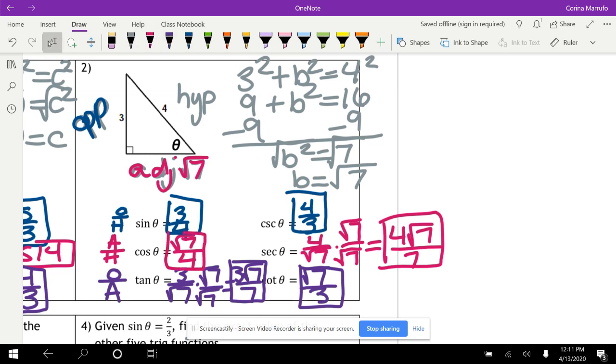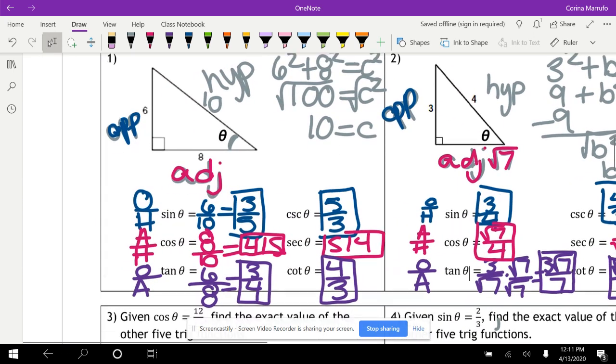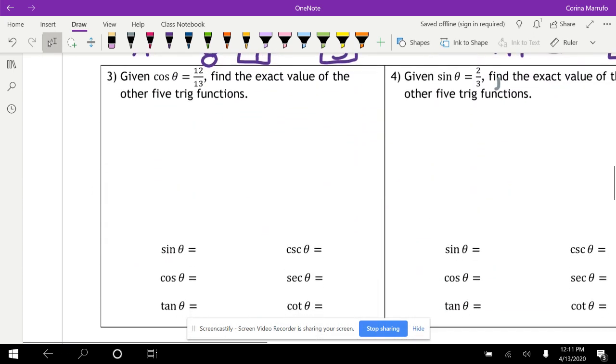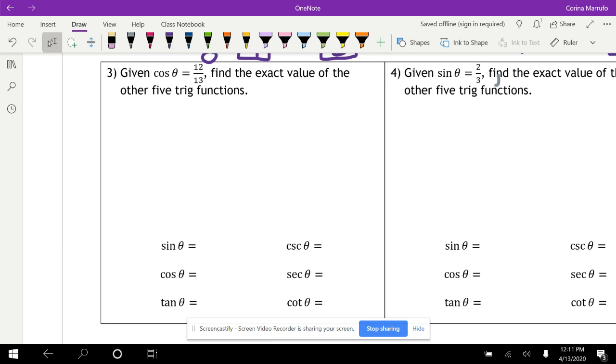All right, now for the next one. The next one tells you, given cosine of theta is equal to 12 over 13, find the exact value of the other 5 trig functions. This one doesn't give us a picture, so we're going to have to draw the picture ourselves. So I'm going to draw a triangle.